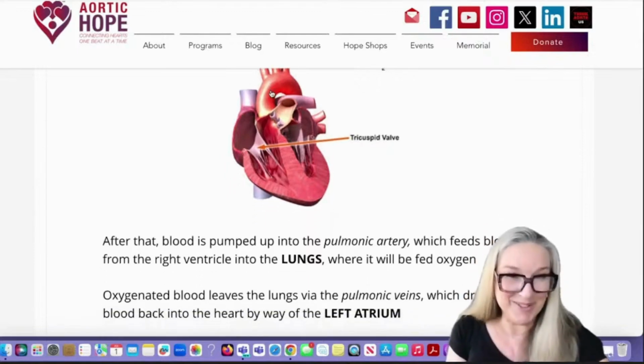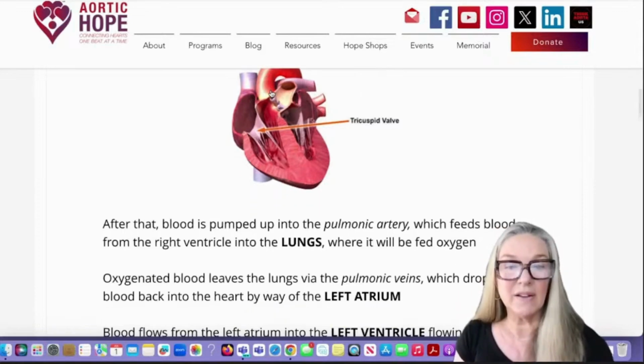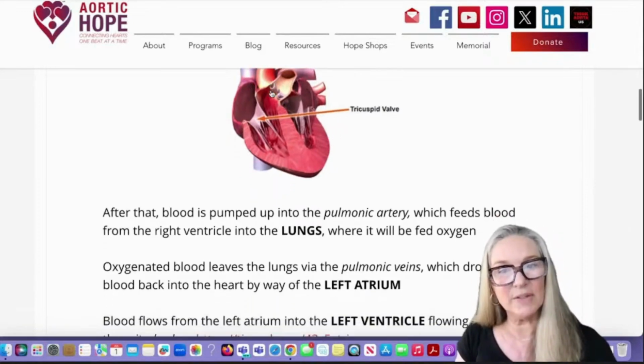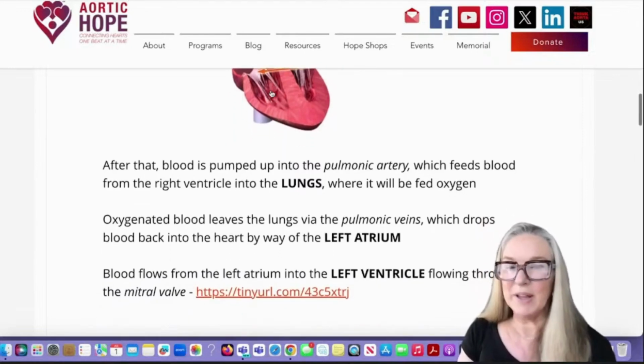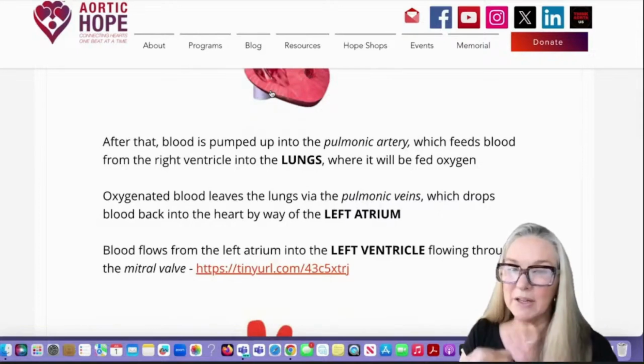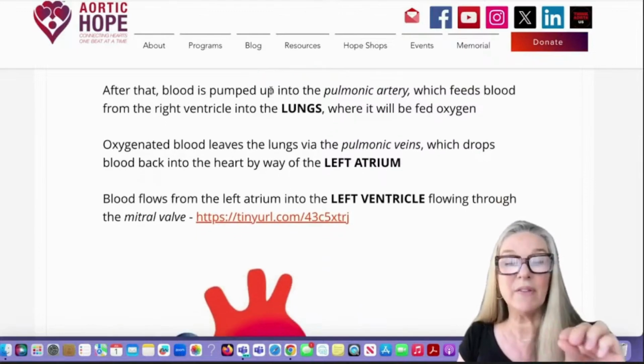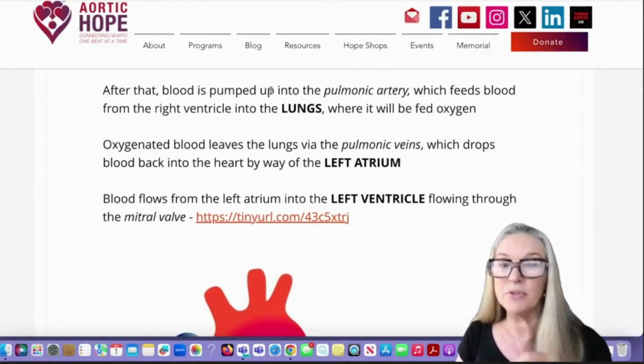After that, blood is pumped into the pulmonary artery, which feeds blood from the right ventricle into the lungs, where it will be fed oxygen. Oxygenated blood leaves the lungs via the pulmonic veins, which drops blood back into the heart by way of the left atrium. Blood then flows from the left atrium into the left ventricle, flowing through the mitral valve.